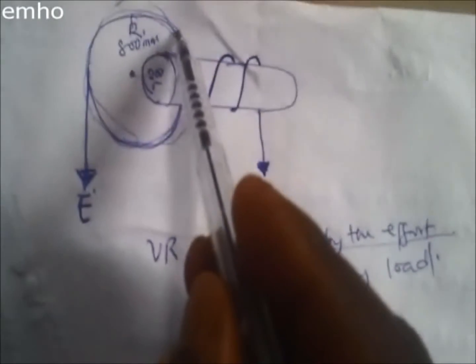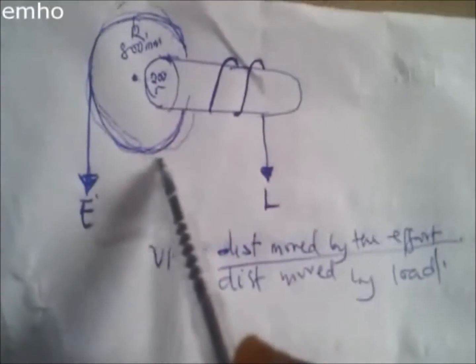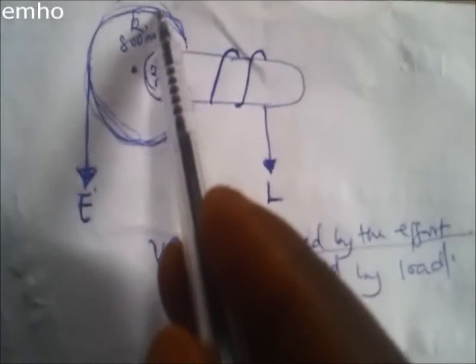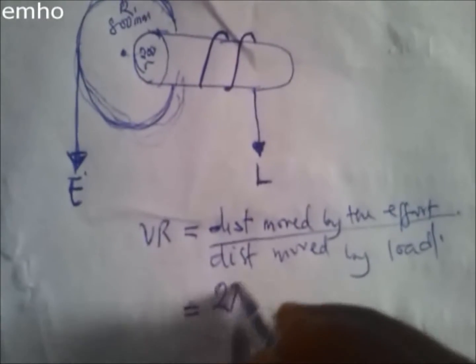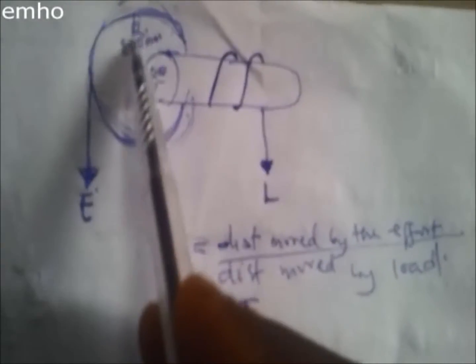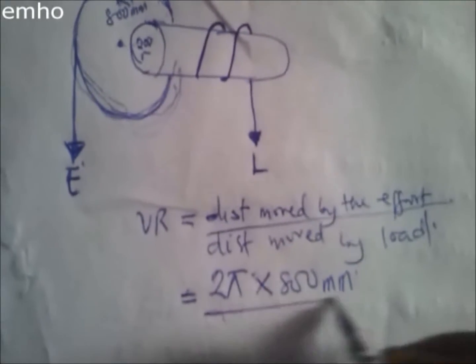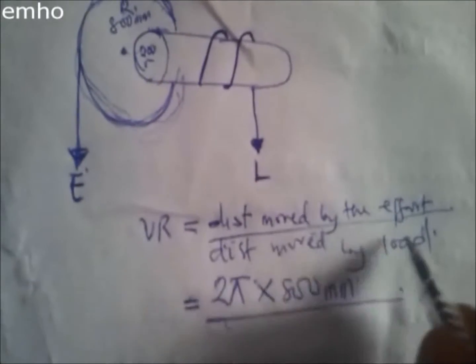So the distance is the distance moved across this ring, which is a circle. So we have the total distance across a circle, that is the circumference of the circle, and we have that as 2 pi times the radius of that circle, which is 800 mm in this case. Then we divide by the distance moved by the load.